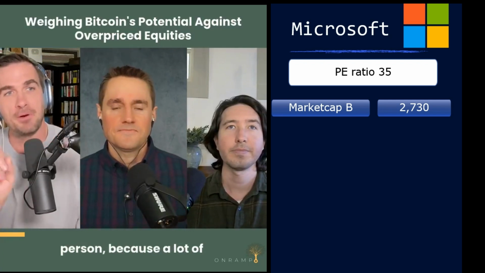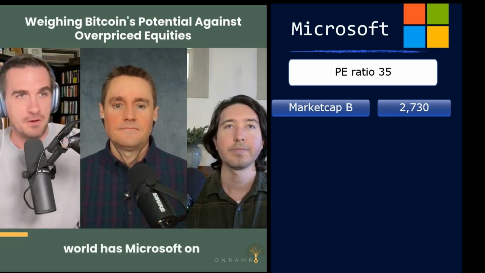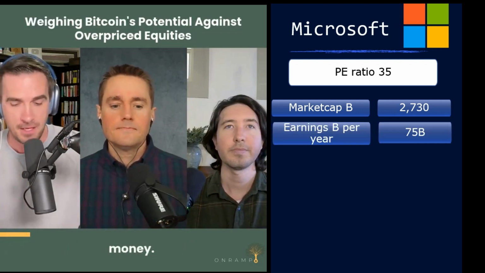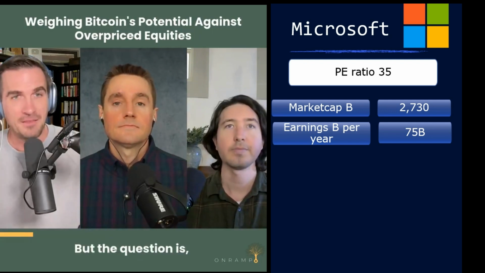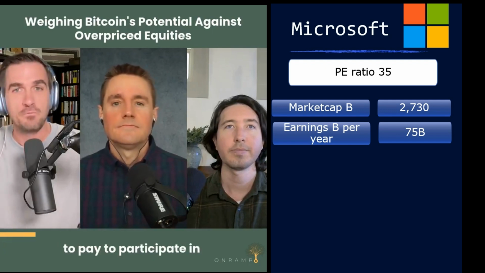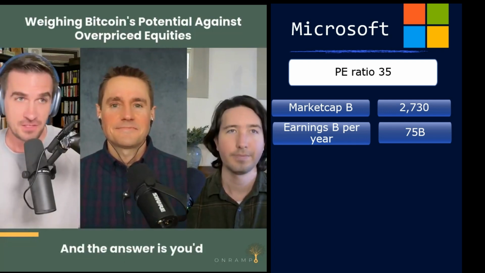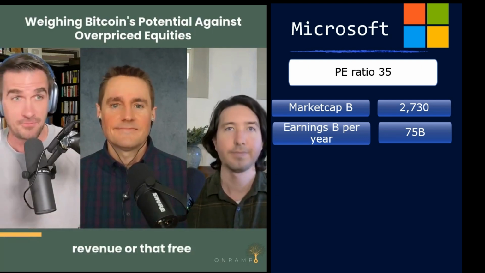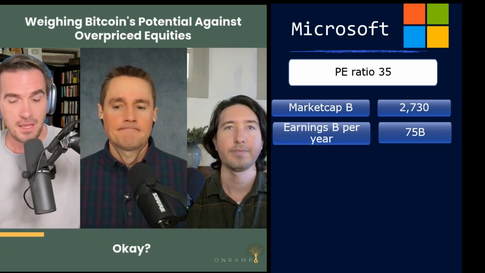But a lot of people would look at this and say, well, Microsoft, every computer in the world has Microsoft on it and everybody's using it. Of course, it's going to make a lot of money, right? Well, it does make a lot of money. It makes about $75 billion annually, okay? But the question is, how much are you willing to pay to participate in earning $75 billion? And the answer is you'd have to pay $2.73 trillion to own that revenue or that free cash flow generating stream of money. Okay, that's a lot.